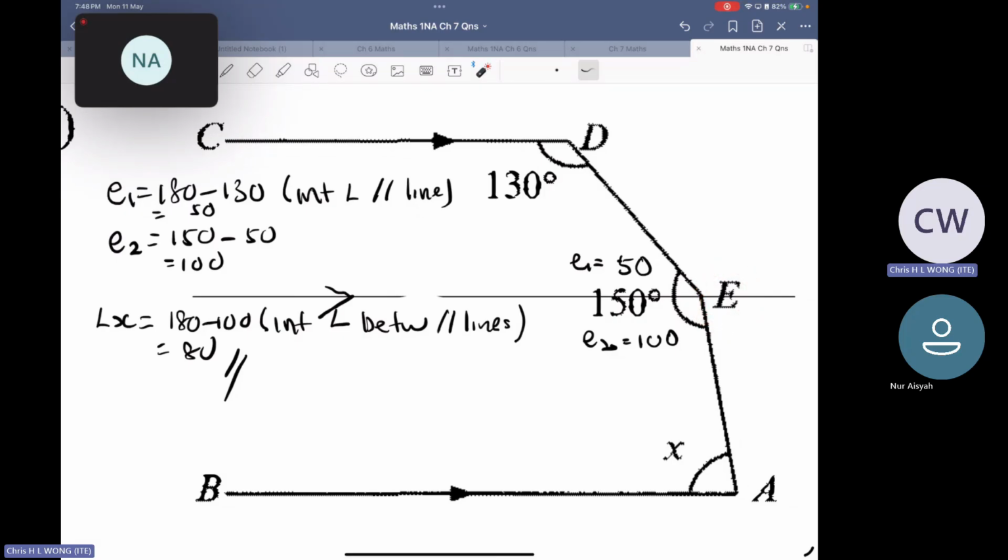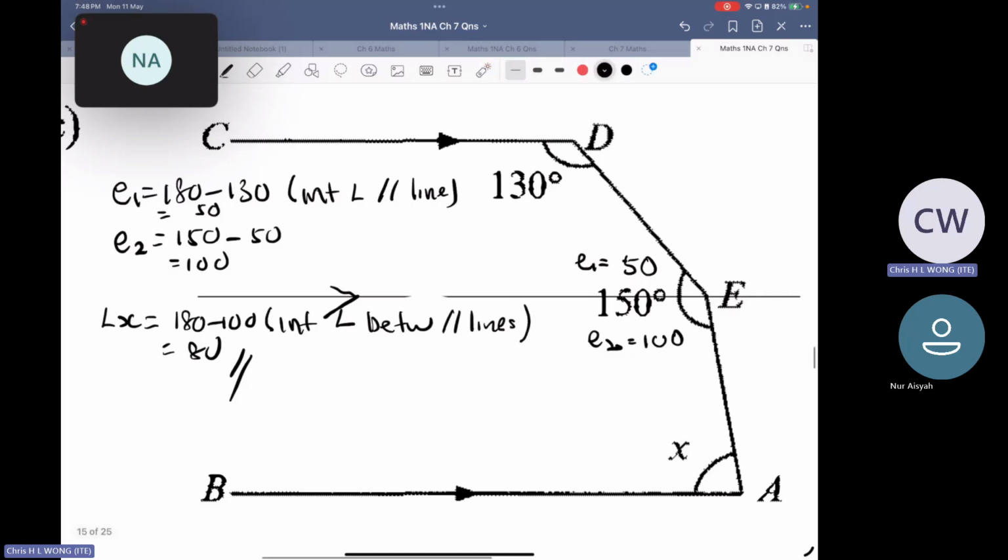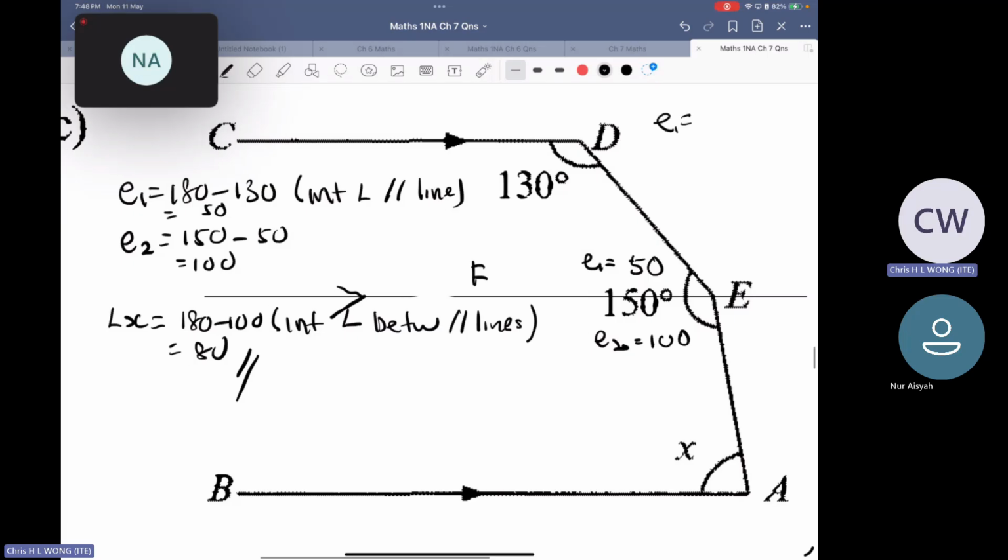C D A B C D E. Then if I put an F, I can also use F, but it is very troublesome. I would say DEF and FEA, very troublesome, right? So angle E1 equals angle DEF. Troublesome, isn't it? If I say E2, so easy, I just say E2.